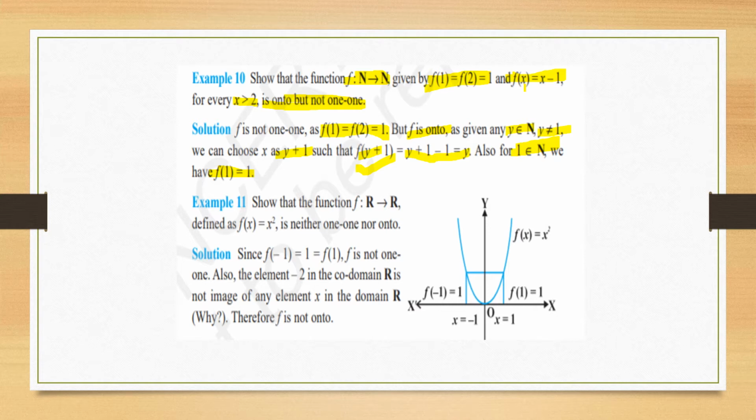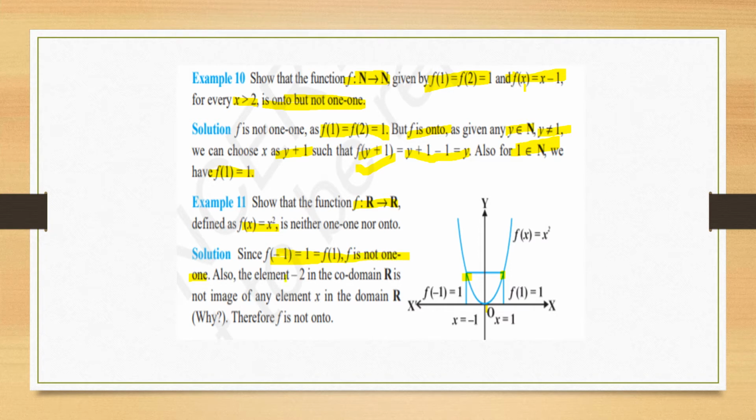Example number 11: a function mapping from R to R defined by f(x) equal to x squared is neither 1-1 nor onto. See, it is again a parabolic function, a quadratic polynomial, whose graph is a parabola. Now see, the values are repeating, as f(1) is 1 and f(-1) is 1. So clearly the function gives the same image for two different elements. That means f is not 1-1.